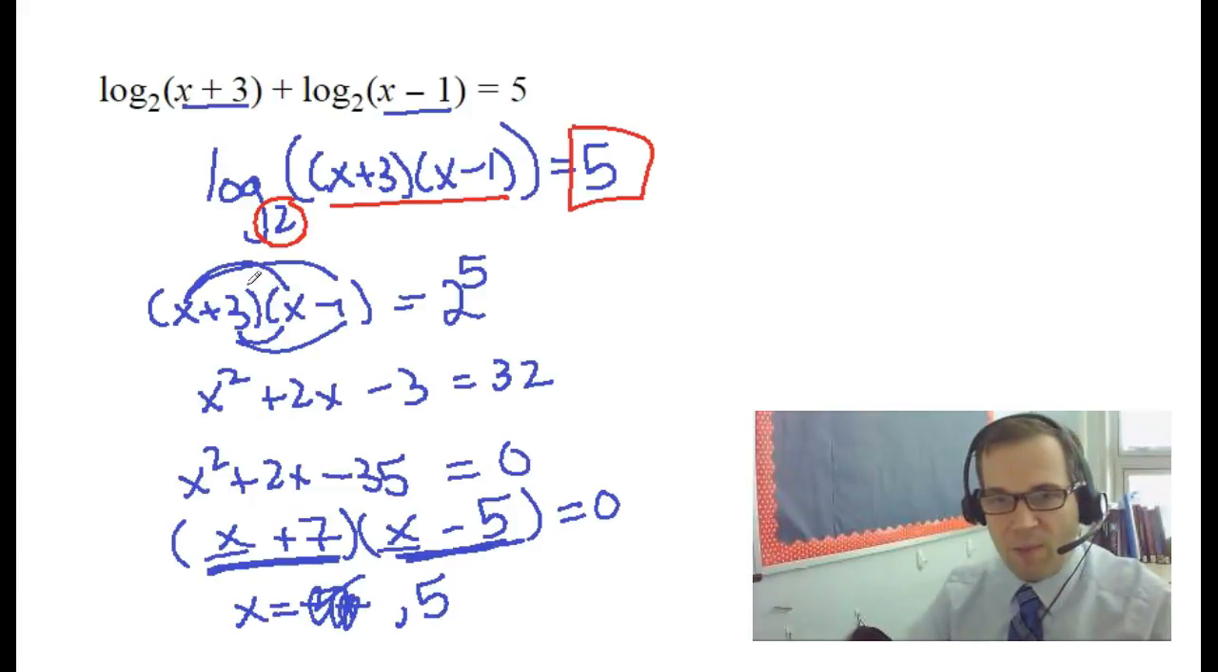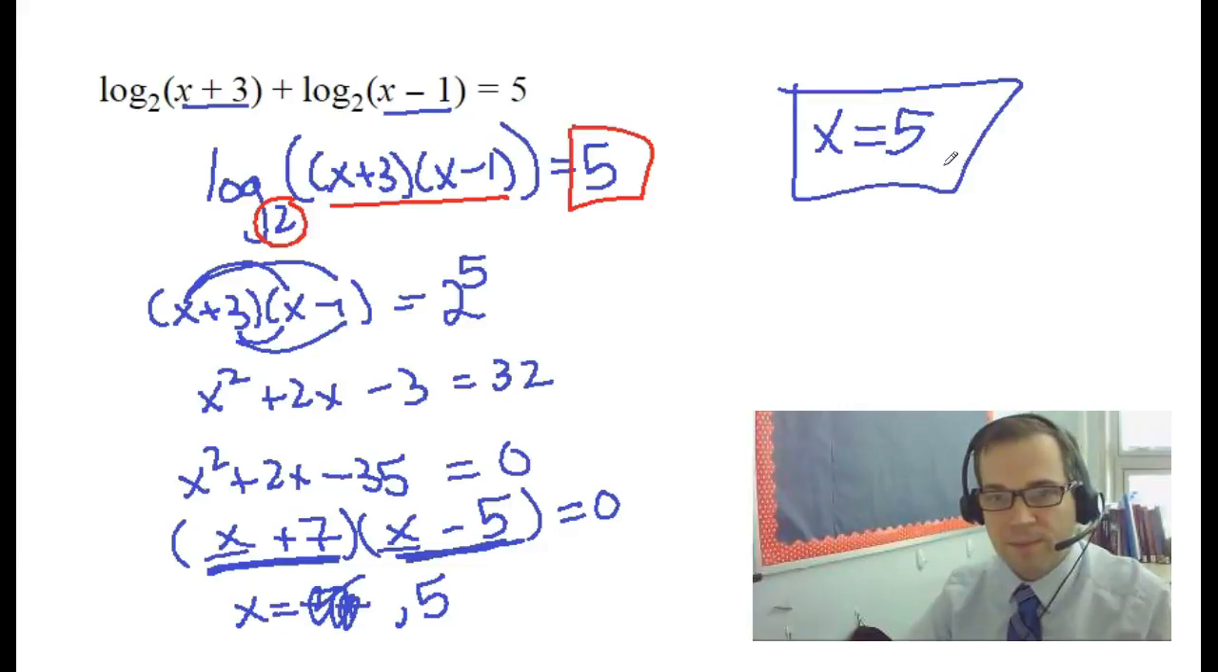The 5, on the other hand, when plugged in, gives me 5 plus 3, which is 8. So I'll have log base 2 of 8. That's fine. 5 over here would give me log base 2 of 4. That's fine. This answer is going to keep. My final answer, x equals 5.